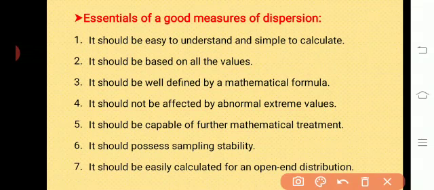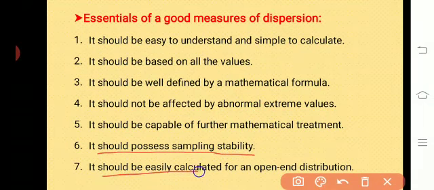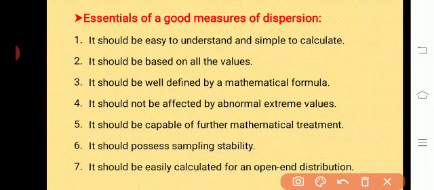Then it should possess sampling stability. For different samples, if we calculate any statistical dispersion, then it should be stable. It should not vary too much. It should be stable for all the samples. Then it should be easily calculated for an open-end distribution. We have seen what is meant by open-end distribution. The class intervals like below 10, above 50, such class intervals and their distribution are called open-end distribution. So it should be easily calculated for open-end distribution.